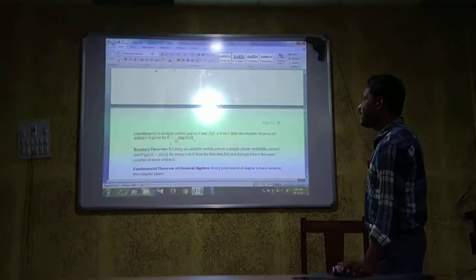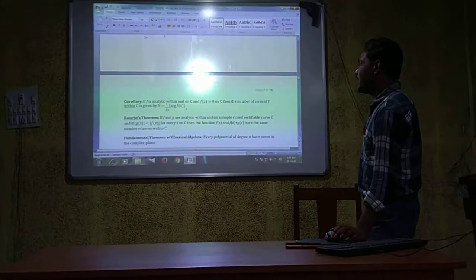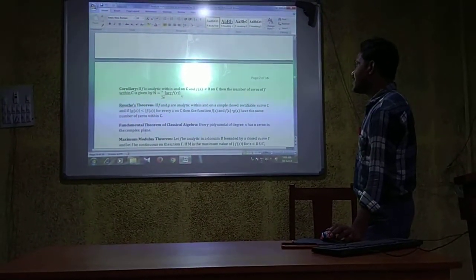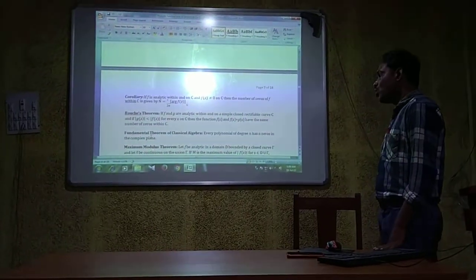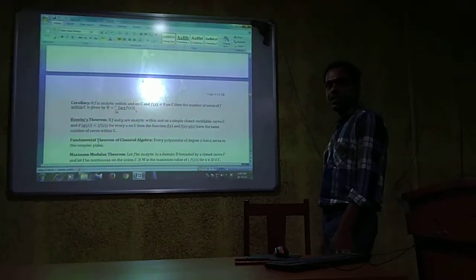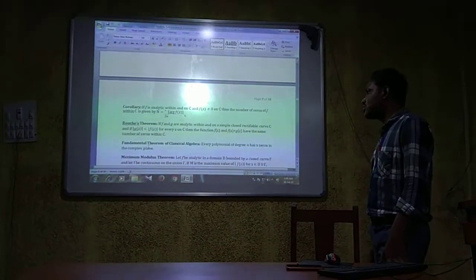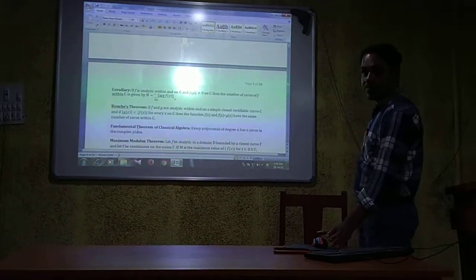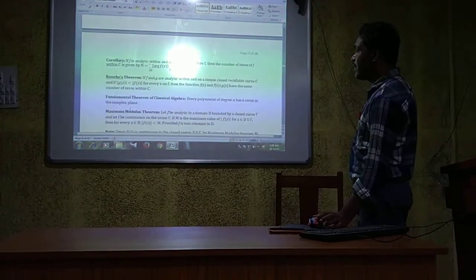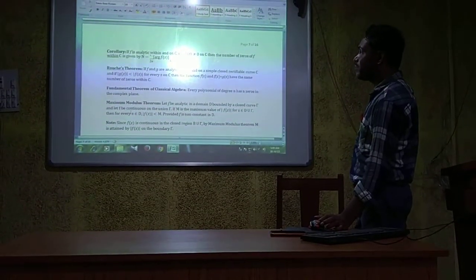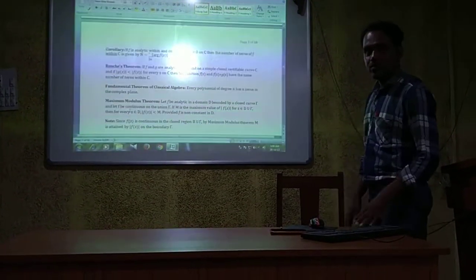Okay, then Cauchy's theorem and the fundamental theorem of classical algebra. What is the fundamental theorem of classical algebra? Every polynomial of degree n has n zeros in the complex plane. Okay, then the maximum modulus theorem. What is the maximum modulus theorem?